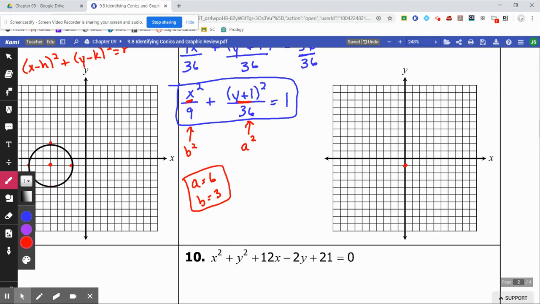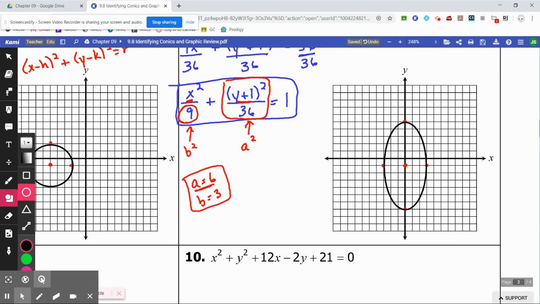Now here's how we use our A and B values. Since the 36 is under the Y value, that means that my 6 is going to go up and down. We're going to go up 6, 1, 2, 3, 4, 5, 6 up, and 1, 2, 3, 4, 5, 6 down. Since our 9 is under the X value, that means that the square root of 9, which is 3, means we're going to go right 3, and left 1, 2, 3. And that's it. That's your ellipse. Let's connect our dots. And there you see a picture of what your ellipse would look like.